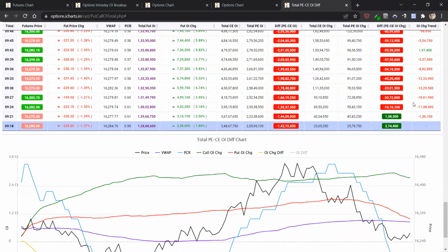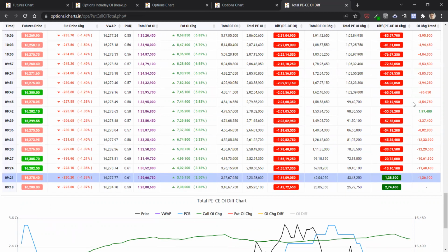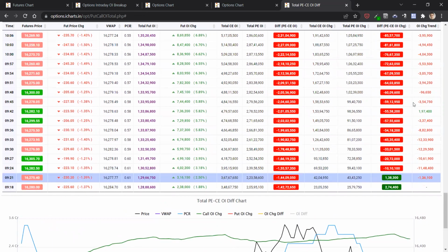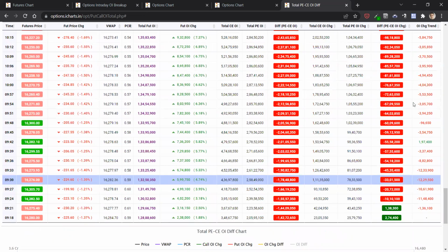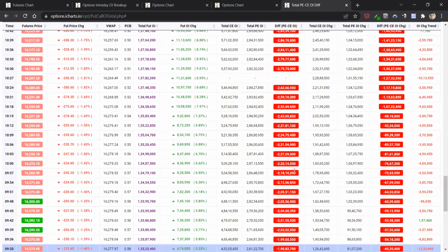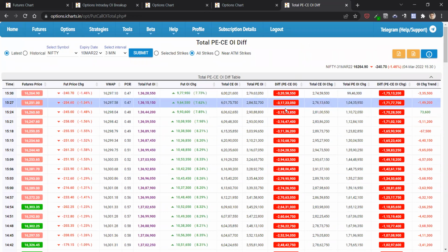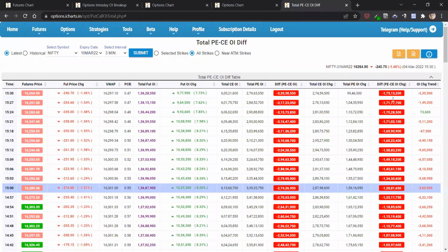Most important here, take this only as build up, a sort of bias. Don't try to take buy and sell signals from here; you won't get direct signals. You will just get an idea of what kind of bias is there in the market. The difference in put and call OI basically gives you a positional view. For intraday, look at the OI change difference.